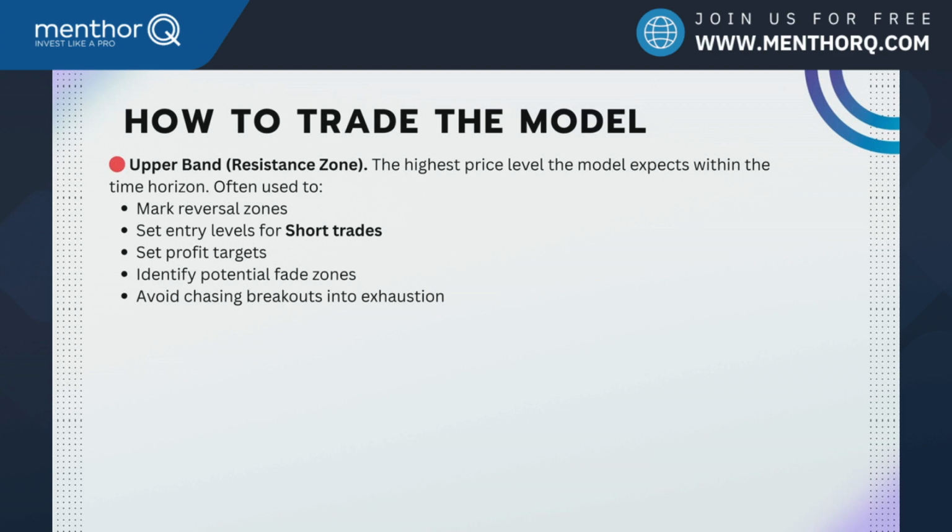All right, now let's look at how to trade the model. So we're going to start with the upper band. The upper band is considered for us as a resistance zone. It's the highest price level that the model expects within the time horizon, whether it's 5 days or 20 days. So we can use this level to either set our profit targets if we are in a long trade from the past. We can also identify potential fade zones.